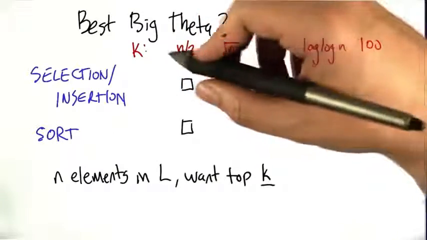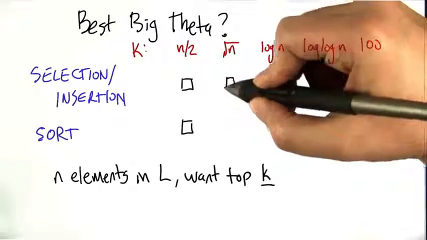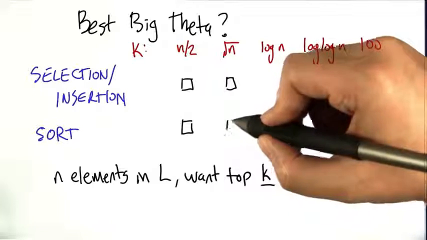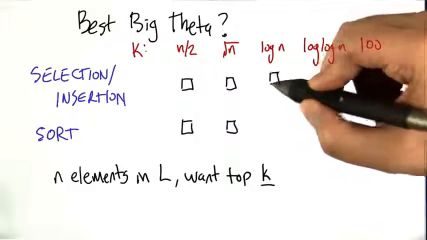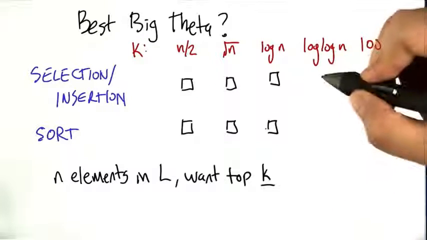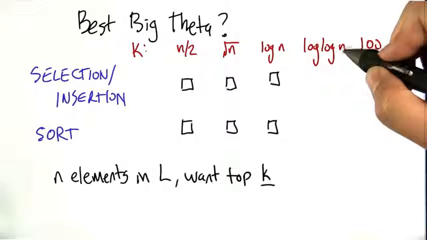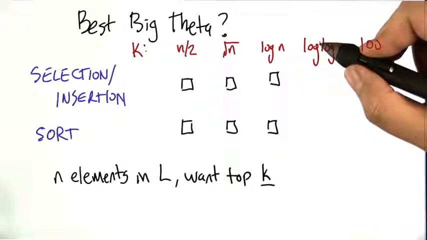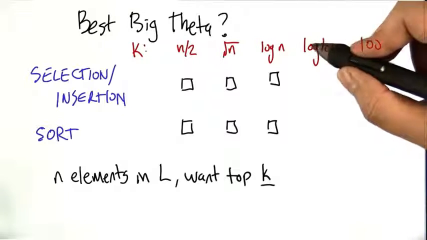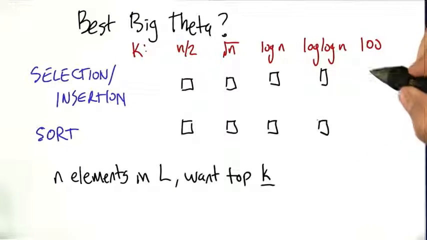Say you want to find the best root n items. Is it better to use selection or sorting? If you want the top log n items, which one is better? This function is the logarithm of the logarithm of n. So as slow growing as logarithm turns out to be, this is even slower growing, the logarithm of the logarithm of n. So which one would you choose in that case?